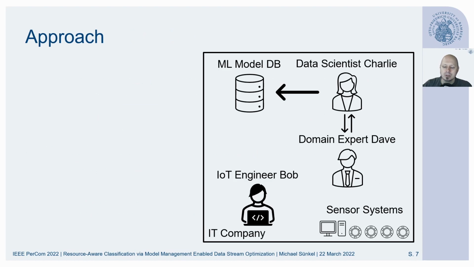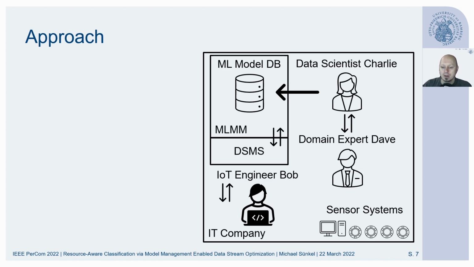Within our approach, we are adding 2 system components in order to improve this scenario. The first is a machine learning model management component, and the second is a data stream management system. Those two components enable the automation and optimization of the manual steps.